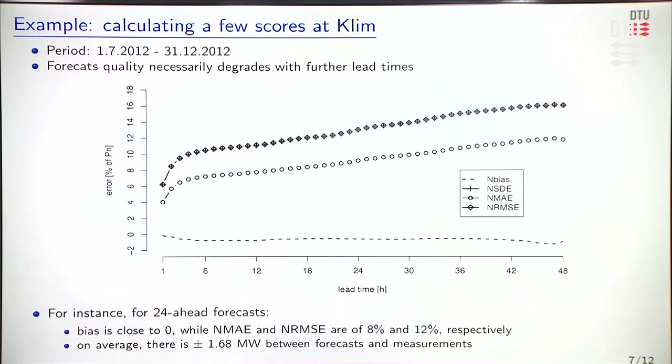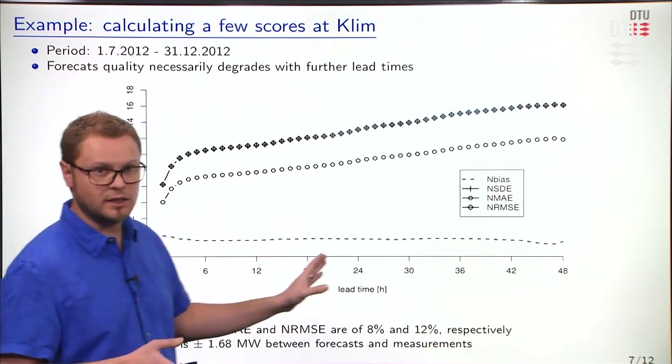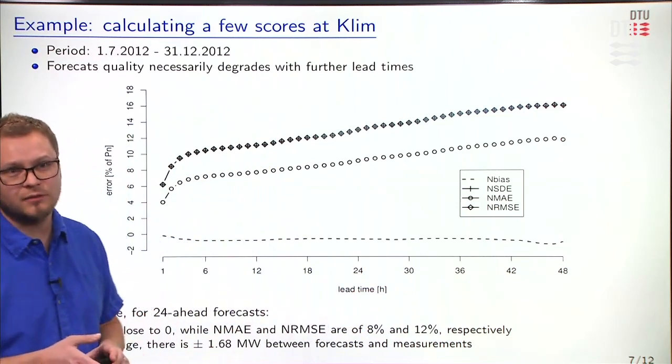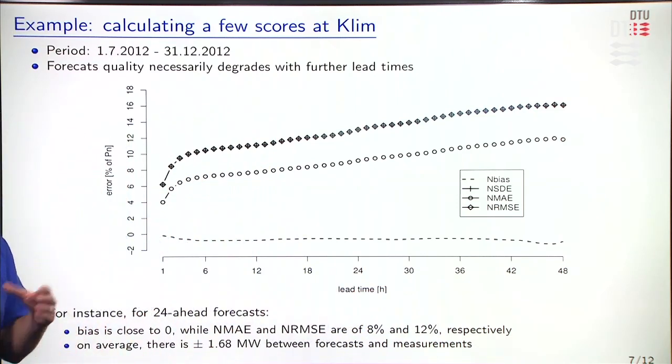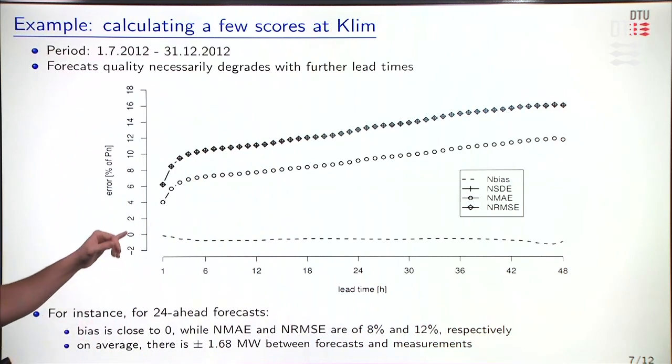Here are some examples for the period that we mentioned for Klim, from 1st of July to 31st of December 2012. Forecast quality here is assessed with the bias that we just explained, the mean absolute error, and the root mean square error. They are all in their normalized version since we're using normalized errors. These scores are calculated as a function of the lead time. As I was explaining in the previous slide, for each and every lead time k, we collect the errors, we calculate the scores, and then we plot them as a function of the lead time.